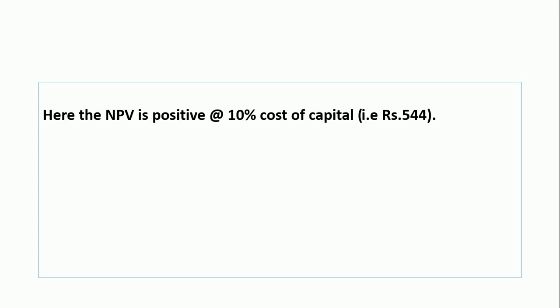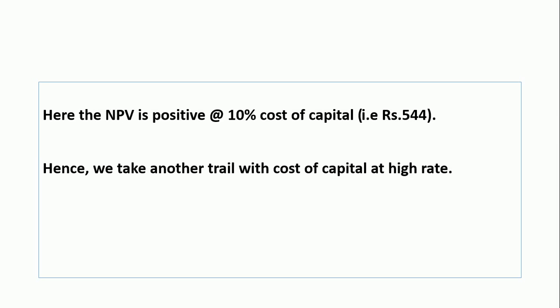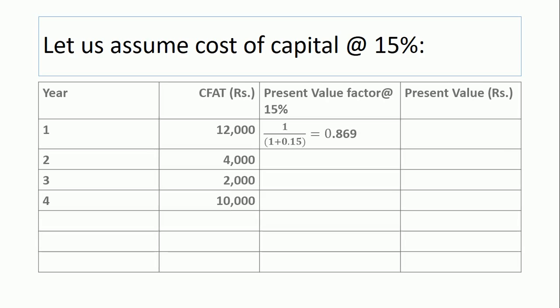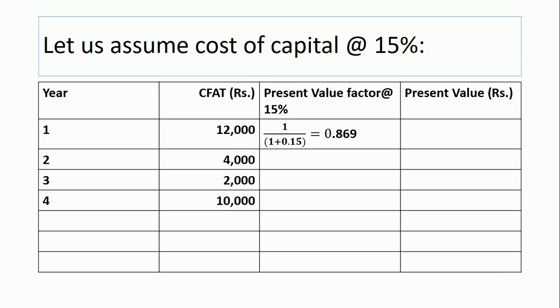Then we compare with cost of capital at another rate. Here the NPV is positive at the 10% cost of capital, that is 544 rupees. Hence we take another trial with cost of capital at a higher rate. Let us assume cost of capital at 15%. If we get positive NPV, we take the trial at a high rate. If we get negative NPV, we take the trial at a low rate.